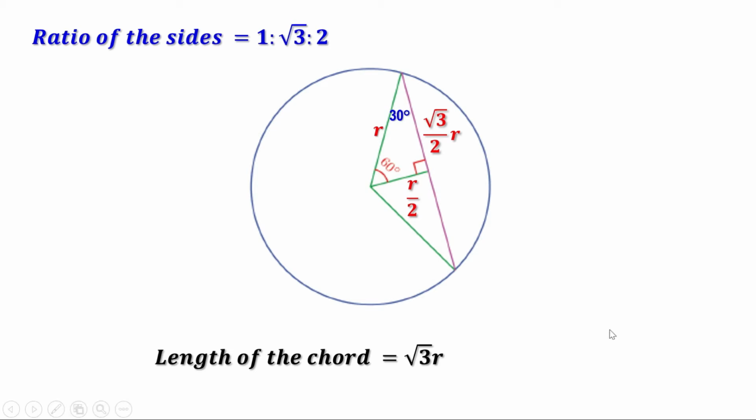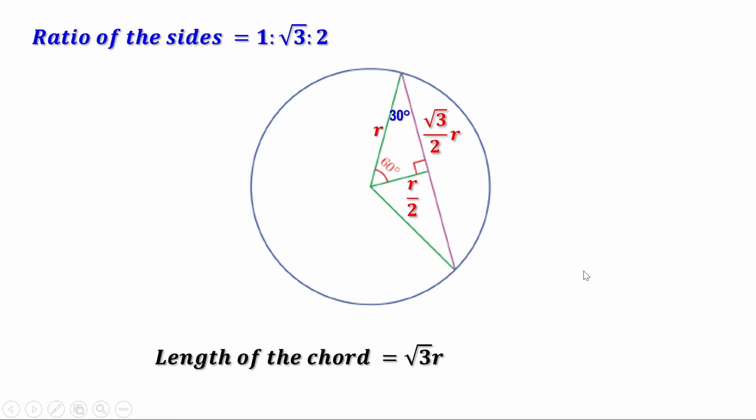When the central angle was 60 degree, the length of the chord was equal to the radius. When the central angle is doubled, when it is made 120 degree, the length of the chord is not doubled, it is only root 3 times r. We know when the central angle is doubled, the arc length is also doubled. But the length of the chord is not doubled.